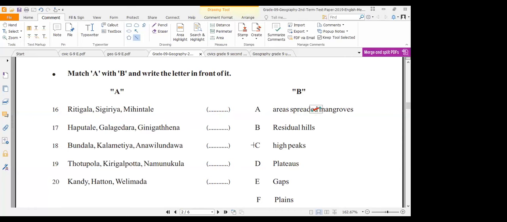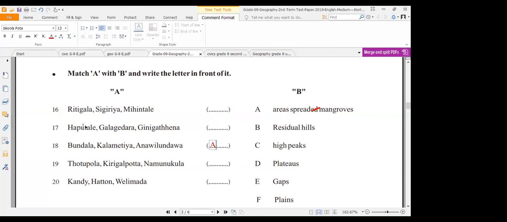Boondala, Kalamatiya, Anavilundawa. Yes, because the other thing was a letter in front of it. In front of, right. Boondala, Kalamatiya, Anavilundawa. Yes. Areas where there are mangroves. A letter.